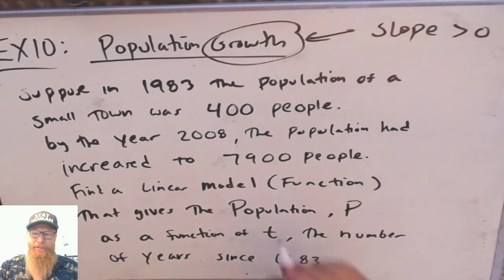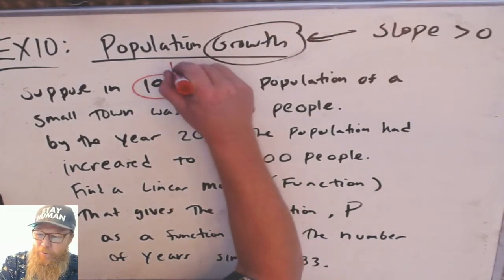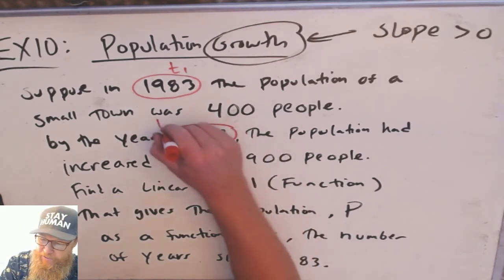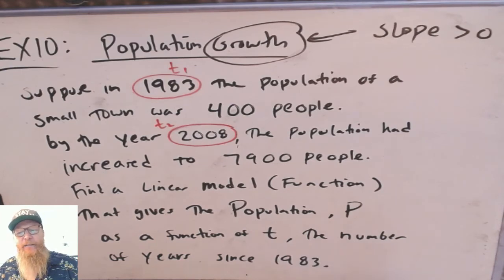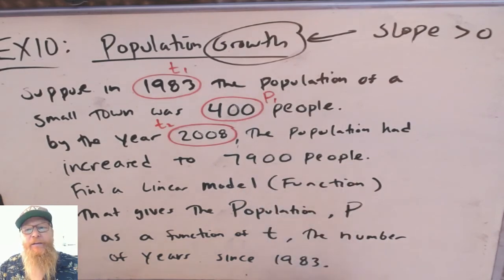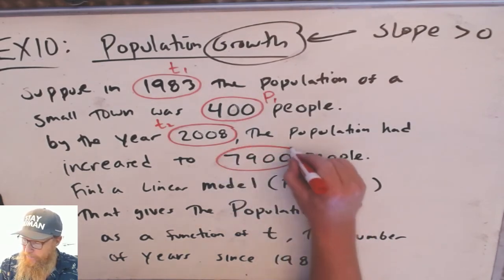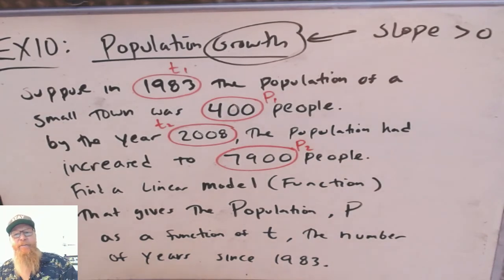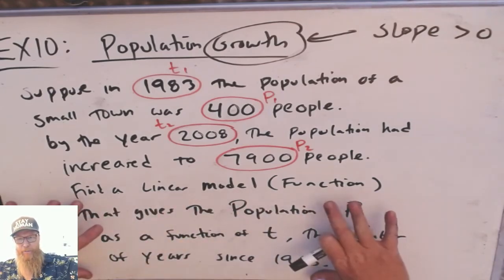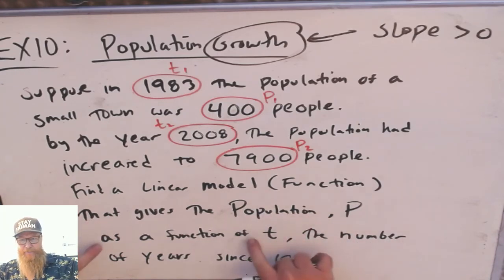All right. So we've got T1 is 1983. T2 is 2008. P1 is 400 people. P2 is 7,900 people. All right. Now this is taking up all my room here. So find a linear model that gives the population as a function of t.